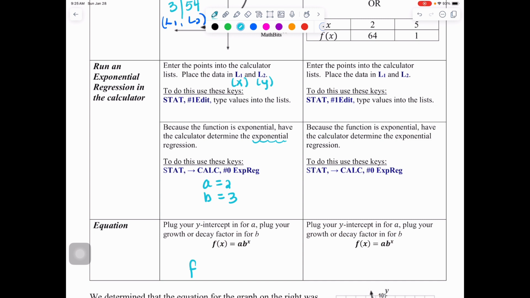So now I have exactly what I need to write my equation. I know that this is now f of x equals, the a value is 2, the b value is 3, to the x. So honestly, you could use the exponential regression in every situation if you wanted to, as long as you have points that you can use as L1 and L2. I just think that if you have the y-intercept, it's quicker to do it the other way, especially if you don't remember how to run the keys, especially early on as we're just learning this. So you have to know all strategies in order to be successful.